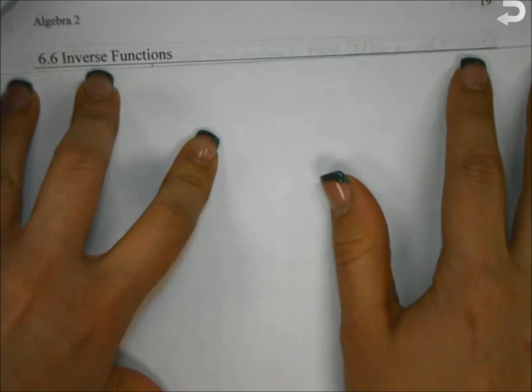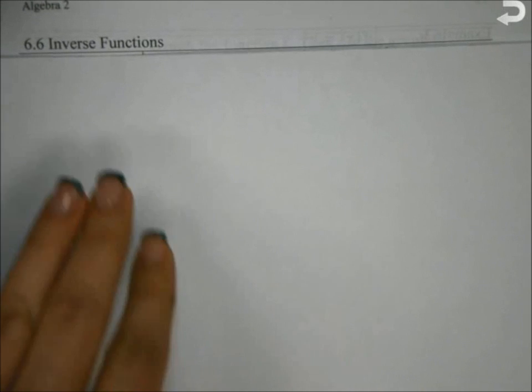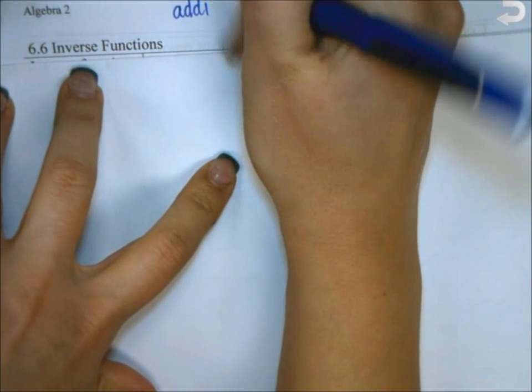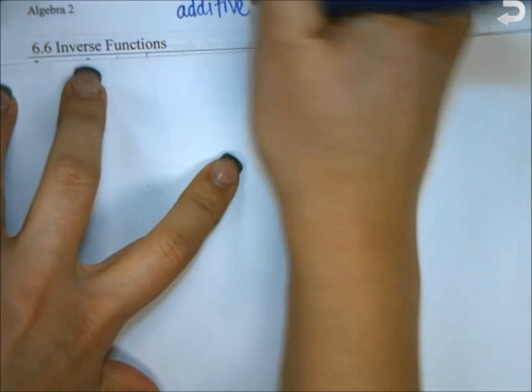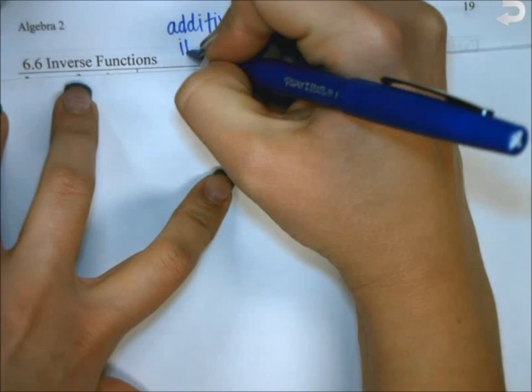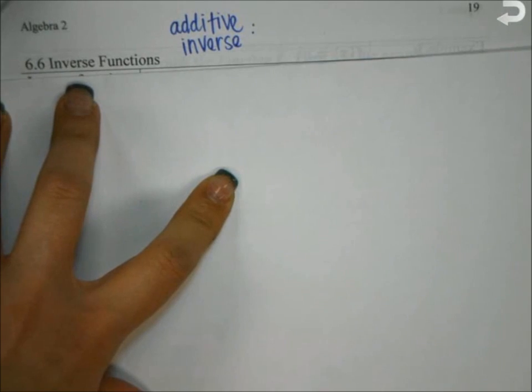So 6.6, we're going to be taking the inverse of functions, and we've actually been working with inverses a lot longer than we might think. For example, we have what's called the additive inverse. Do you guys remember what additive inverse is? It goes all the way back to pre-algebra.